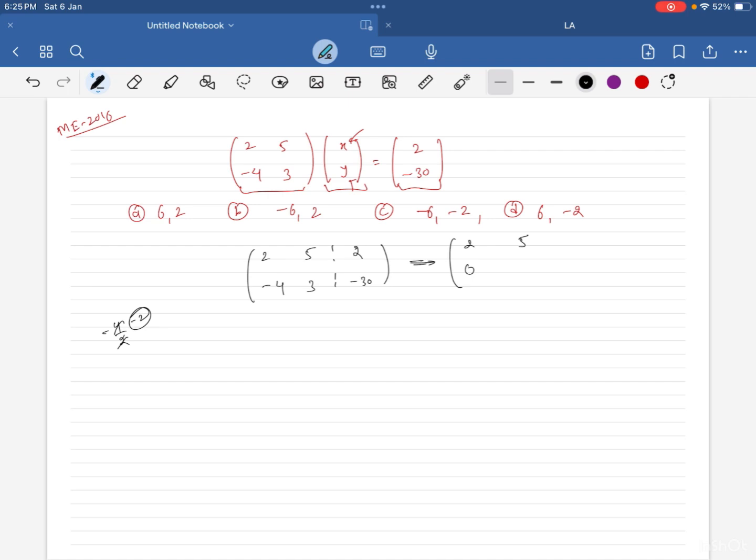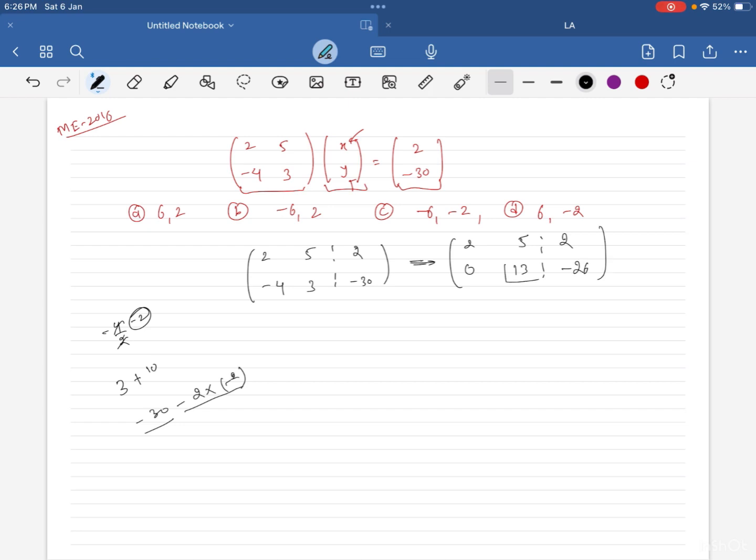So 10, so 3 minus, that is plus 10. Here we will have 13, and here we have 2 and minus 30, minus 2 times minus 2, so that is 4 and minus 30, so it will be minus 26, right?